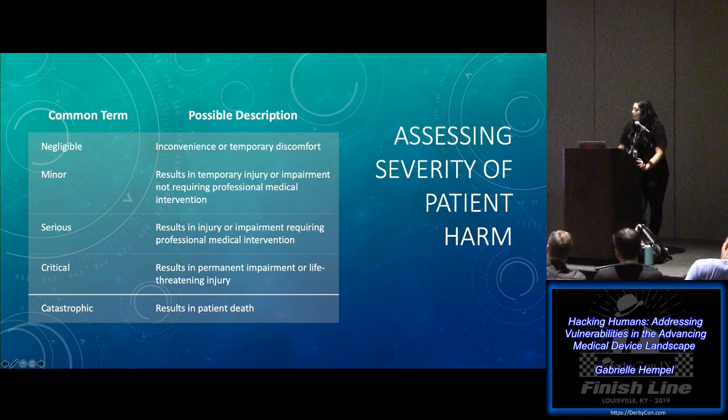Once the vulnerability exploit is rated, there's another side to the investigation. Because these devices are used on and for humans, we need to assess the severity of patient harm. The FDA provides a scale of 5 categories to assess patient harm. We start with negligible, which is just an inconvenience or temporary discomfort for the patient. Minor, which might result in temporary injury or impairment but does not require medical intervention. Serious, which results in injury or impairment requiring professional medical intervention. Critical, which results in permanent impairment or life-threatening injury. And catastrophic, which results in patient death.